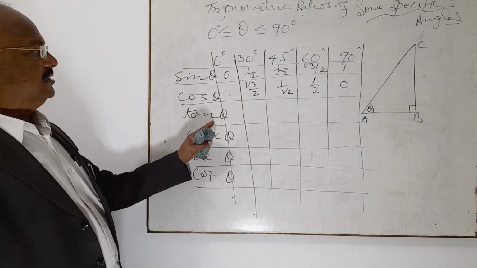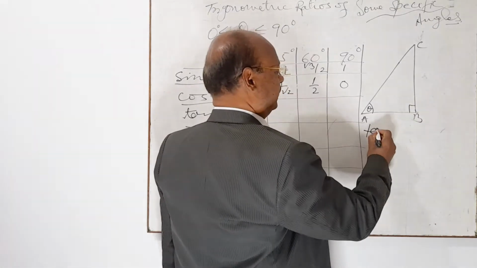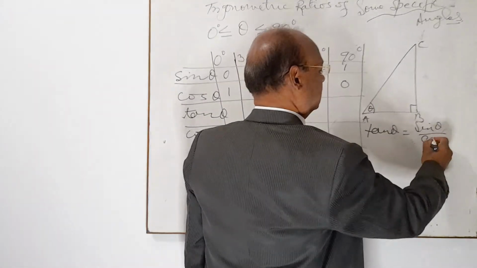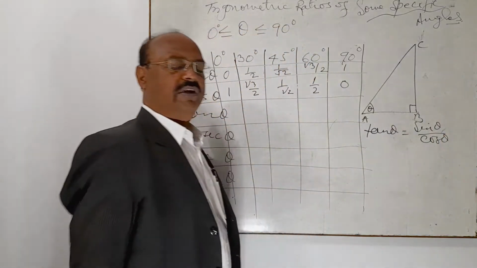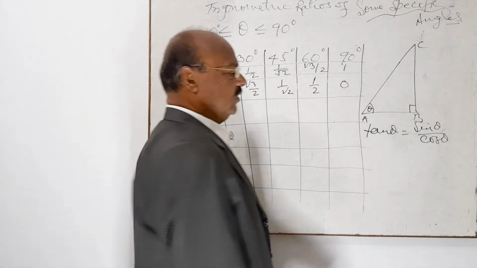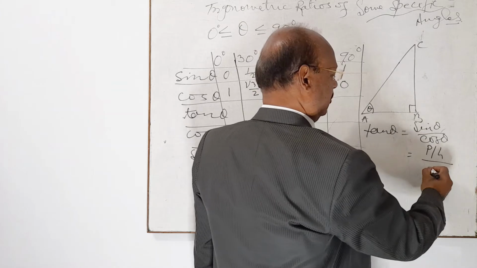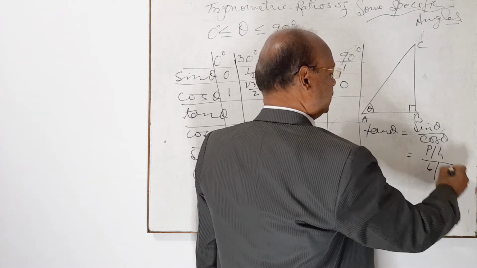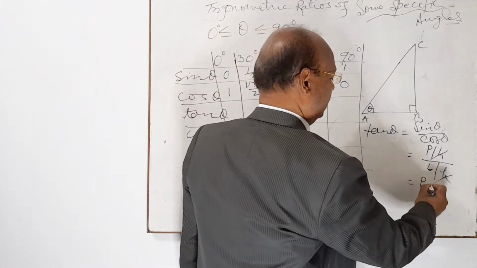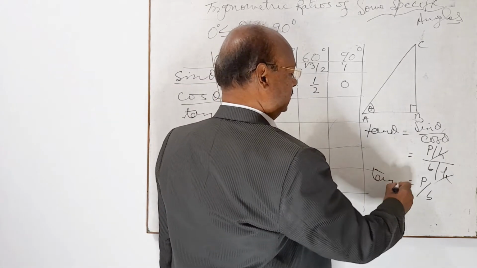And tan theta is sine theta by cos theta. You can understand it very easily. How can we verify that tan theta is sine theta by cos theta? Because you know sine theta is P by H and cos theta is B by H. So H will be cancelled out. Finally we are getting P by B, which is nothing but tan theta.